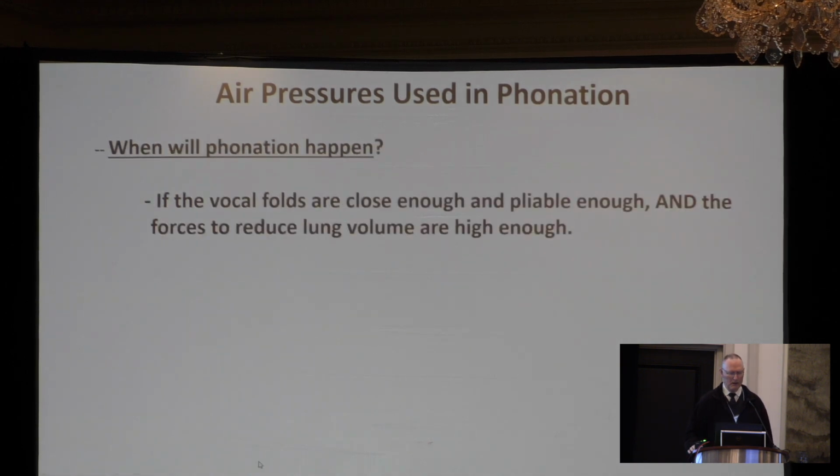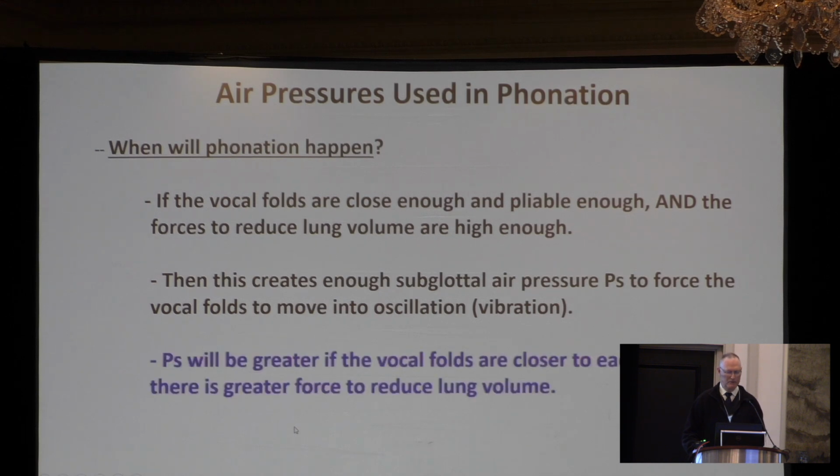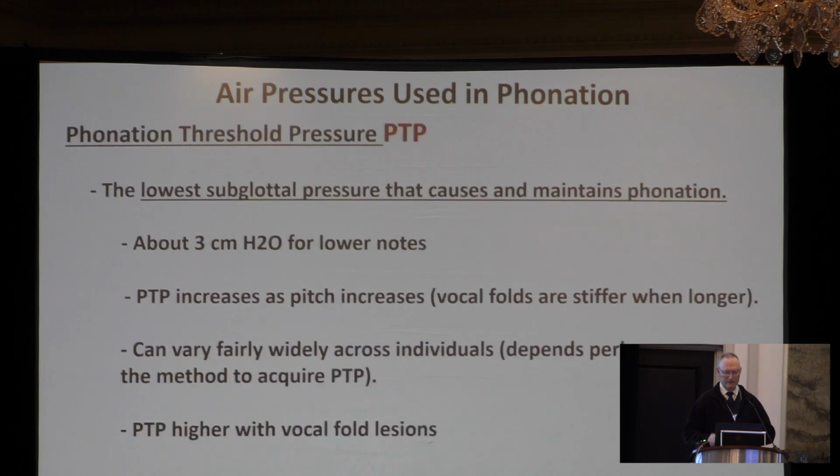If the vocal folds are close enough and pliable enough, and the forces to reduce lung volume are high enough, then this creates enough subglottal air pressure to force the vocal folds to move into oscillation. That is what we call vibration as well. So subglottal pressure will be greater if the vocal folds are closer, or if there is greater force to reduce the lung volume faster.